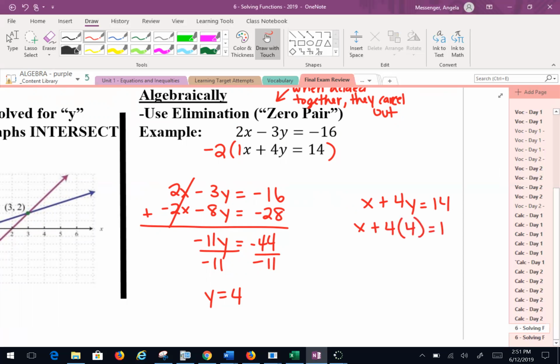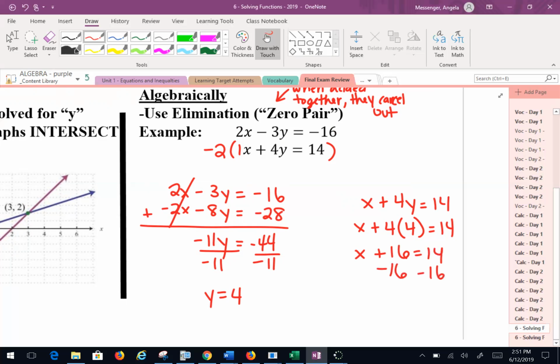So I'm substituting y as 4. I put parentheses around my substitution. And then it's just a matter of simplifying, okay? Meaning, what can I simplify in this step? The 4 and the 4 become 16. And now how do I solve for x?